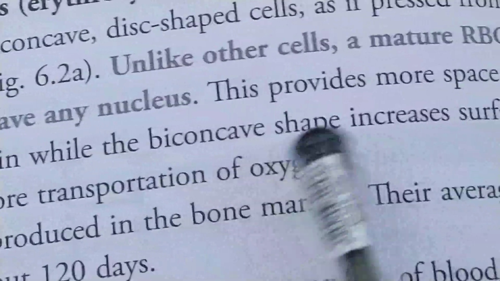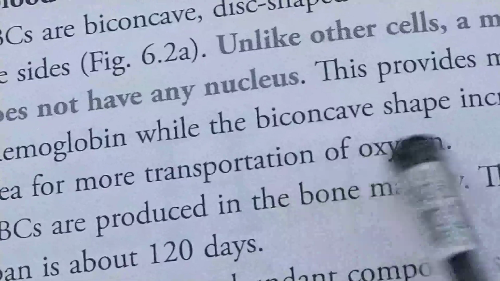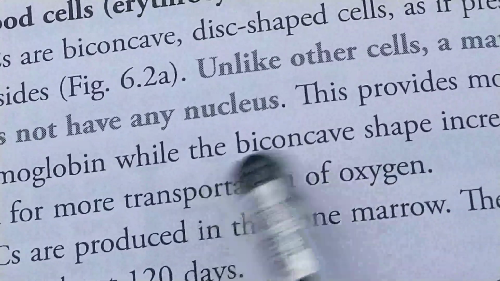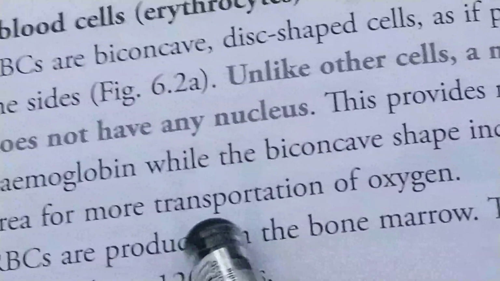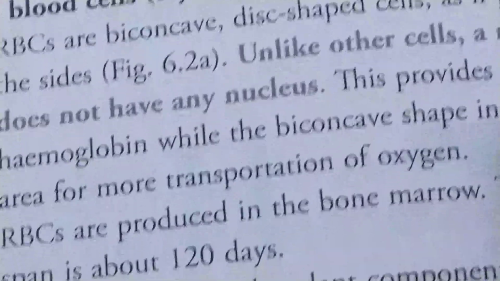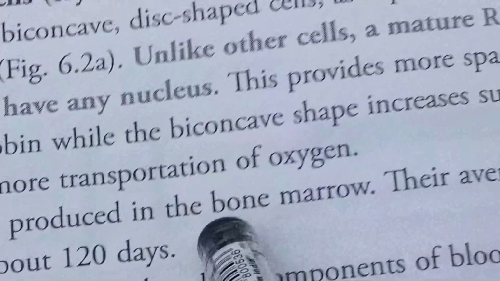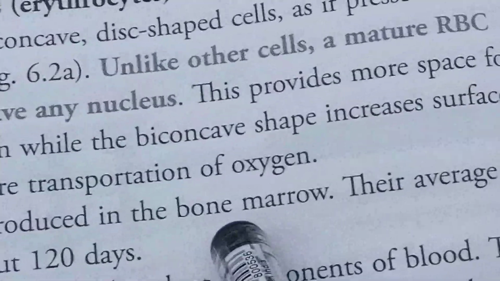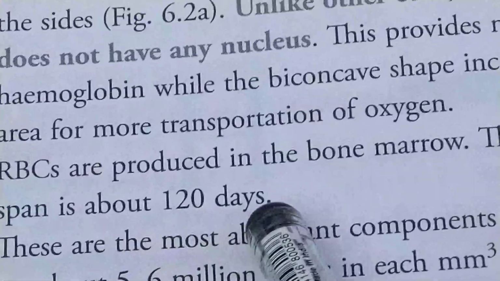While the biconcave shape increases surface area for more transportation of oxygen. So basically the shape of RBC provides more surface area by which the transportation of oxygen takes place easily. RBCs are produced in the bone marrow. इसके नीचे दाग लगाना. RBC कहाँ पे प्रोड्यूस होता है? Inside the bone marrow. Their average lifespan is about 120 days.